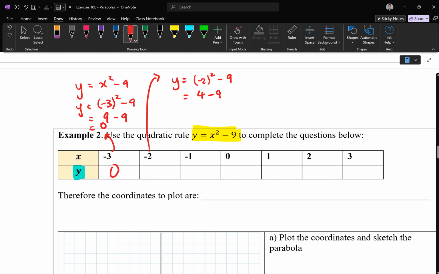4, and then 4 minus 9, which I'm assuming is what you were going to say? Yeah. The answer is negative 5. Very good. So you got y equals negative 5. Let's have a look. What about negative 1?